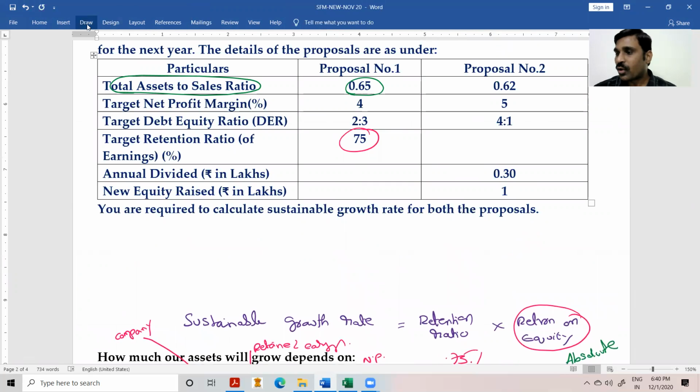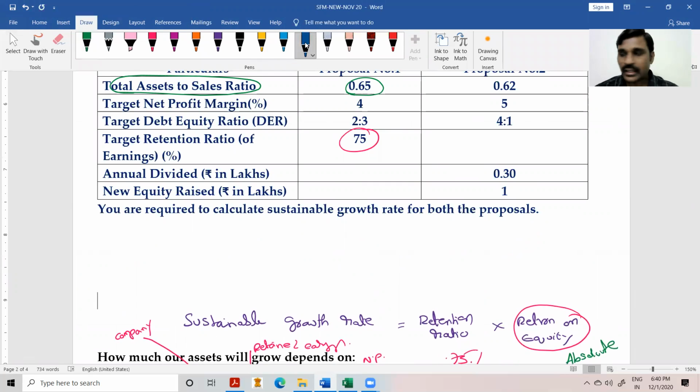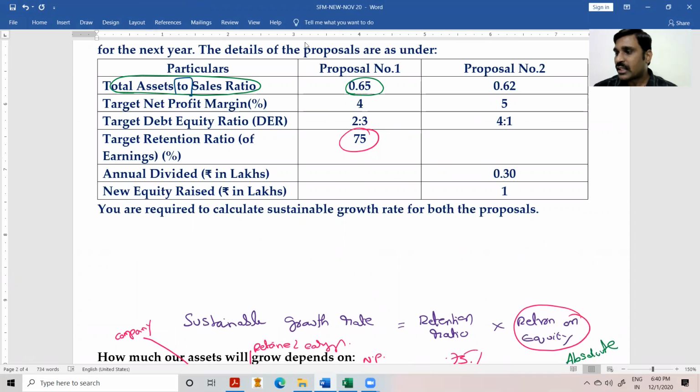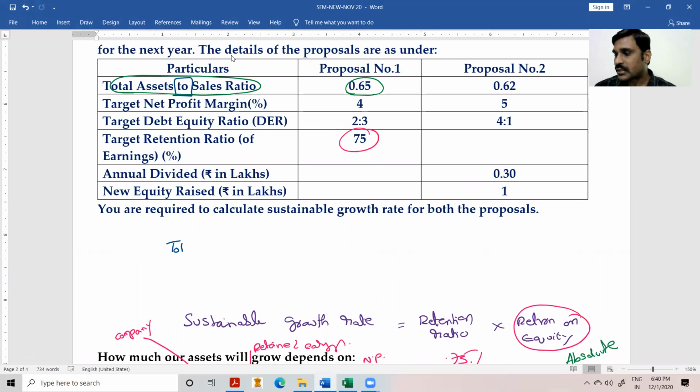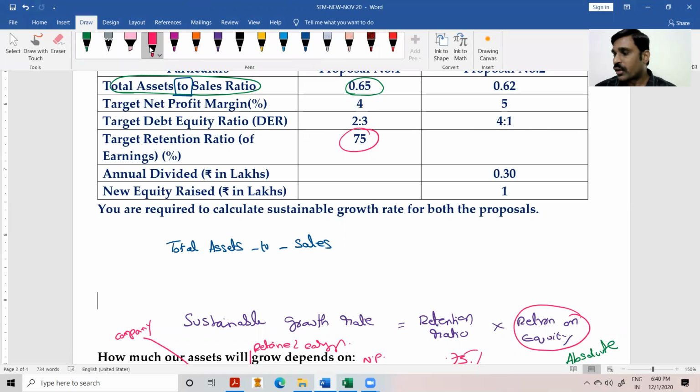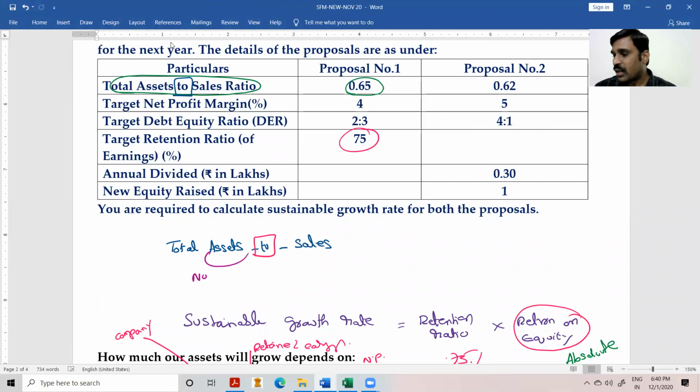So therefore, total assets to sales ratio. Look at this, in any new ratio, the word on the left side of the "to" will come in the numerator, and the word on the right side of the "to" will be the denominator. So total assets will be the numerator and sales will be the denominator.